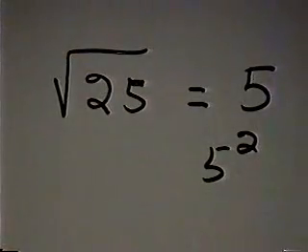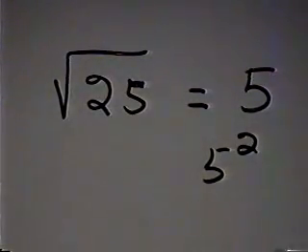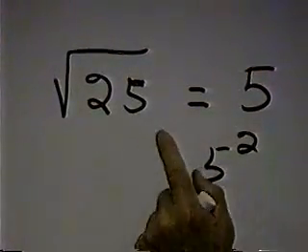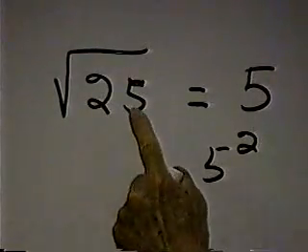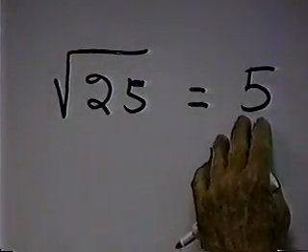Now, nearly all the problems you're going to deal with are going to simply be 2s or 3s or 4s or 5s or 6s, 7s, and maybe up to 11. So the concept is simply think, what number times itself gives me 25? And the answer is 5.